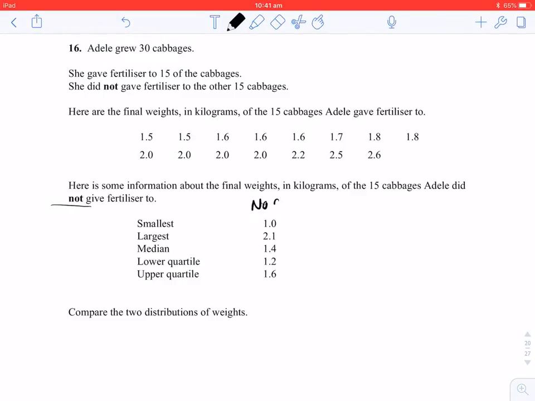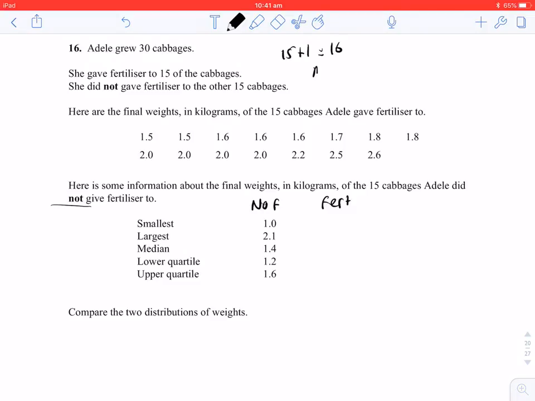So we've got no fertiliser. Compare the distributions of the weights. So what I'm going to do is compare by finding these values here, but for the fertiliser. So I'll have fertiliser here. So we've got 15 cabbages, so if we do 15 add 1, we get 16.